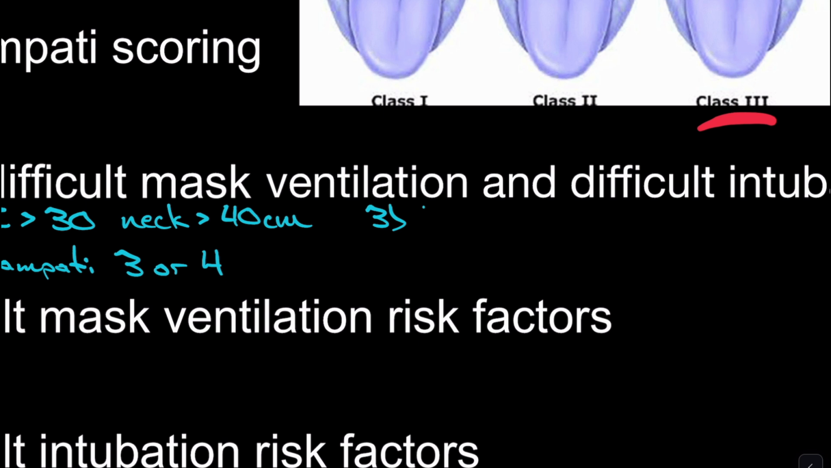Poor jaw protrusion, so an inability to protrude the jaw. So if you work with Dr. Iverson at Sanford, he always does this exam maneuver. What he does is he'll ask his patients to take their lower jaw or their bottom teeth and bite their upper lip. So they're sticking out their bottom jaw and trying to extend it to bite their upper lip. An inability to do this is a predictor of both difficult mask ventilation and difficult intubation.